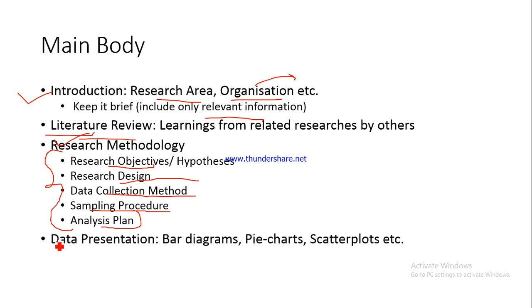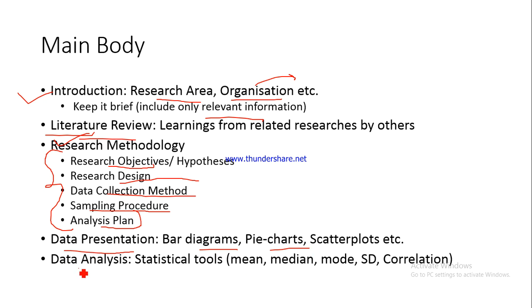And then you have to present the data that you have collected during your project in form of bar diagrams, pie charts and scatter plots. And then you have to analyze this data also. What does this data mean? For example, you have been studying statistics nowadays. You have discussed mean, median, mode. These are measures of central tendency. You have talked about standard deviation, correlation. So you may use one or more of these statistical tools to analyze the data, to make sense of the data that you have collected.